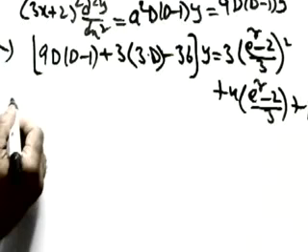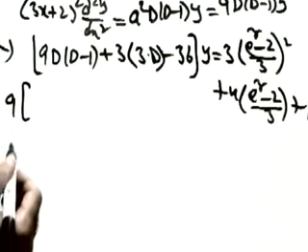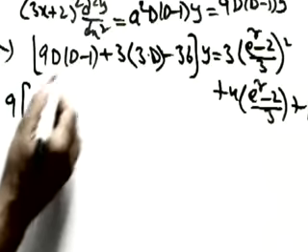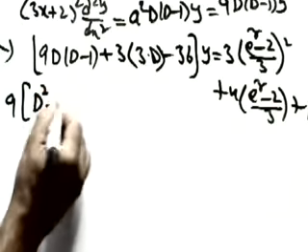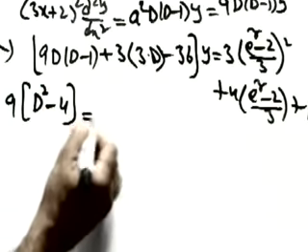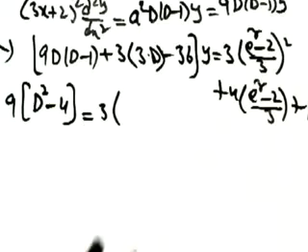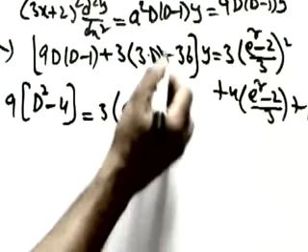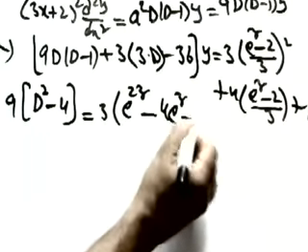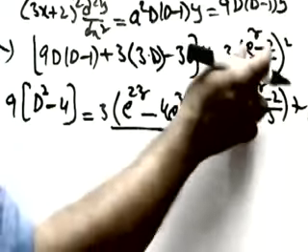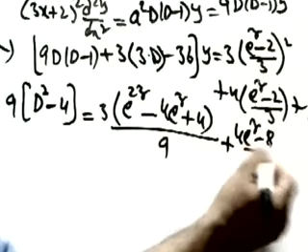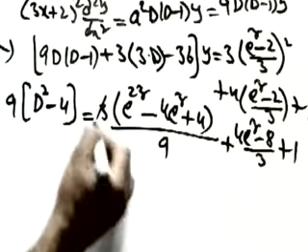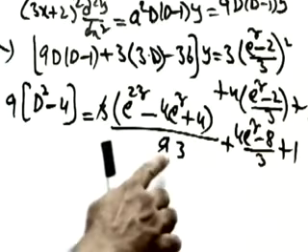Let me take 9 common. What will be left is D(D - 1) plus D, and the minus D plus D will cancel, and 9 fours are minus 4. Equals 3 into, we expand (a - b)²: a² means (e^z)², so e^2z, minus 2ab, 2 twos are 4, e^z, plus b², 2² is 4 over 3² is 9, plus 4e^z minus 4 twos are 8 over 3, plus 1.